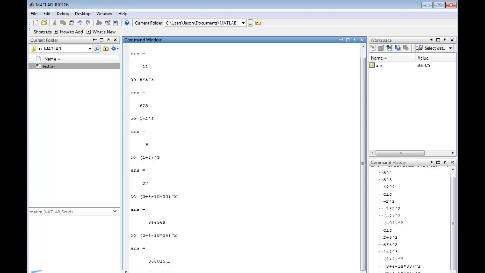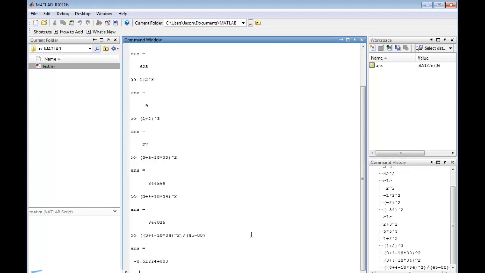So what if you had this large thing and then you wanted to divide it by something? To reduce any ambiguity, I would wrap this whole thing in parentheses, and then in the denominator I'd have 45 minus 88 or something like that. So this is going to calculate this large thing in parentheses, and then it's going to square it, and then that's going to be the numerator. The denominator is going to be given here, and then it'll divide those things. So basically the bottom line is that it follows the rules of algebra. There's nothing really new here. You should all know this already.